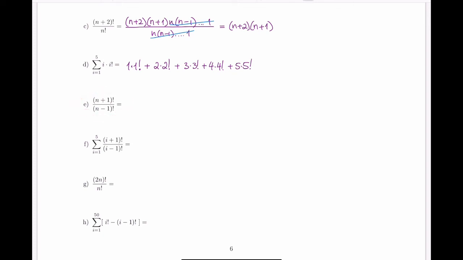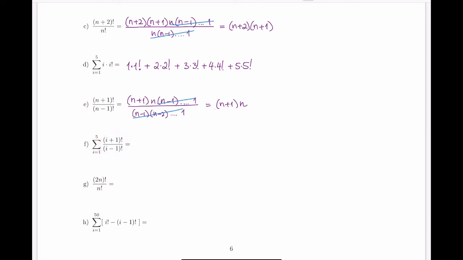This factorial, I do believe we've also seen it before, but let's expand it out. n plus 1 factorial means n plus 1 times n times n minus 1 all the way down to 1, divided by n minus 1 factorial, so n minus 1, n minus 2, all the way down to 1. And again, I notice that this entire chunk can actually disappear, and what I'm going to have left is n plus 1 times n.